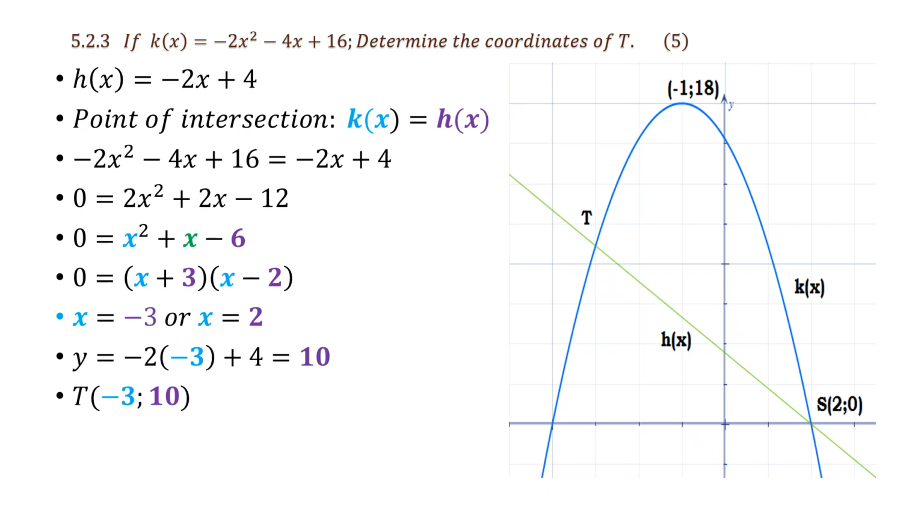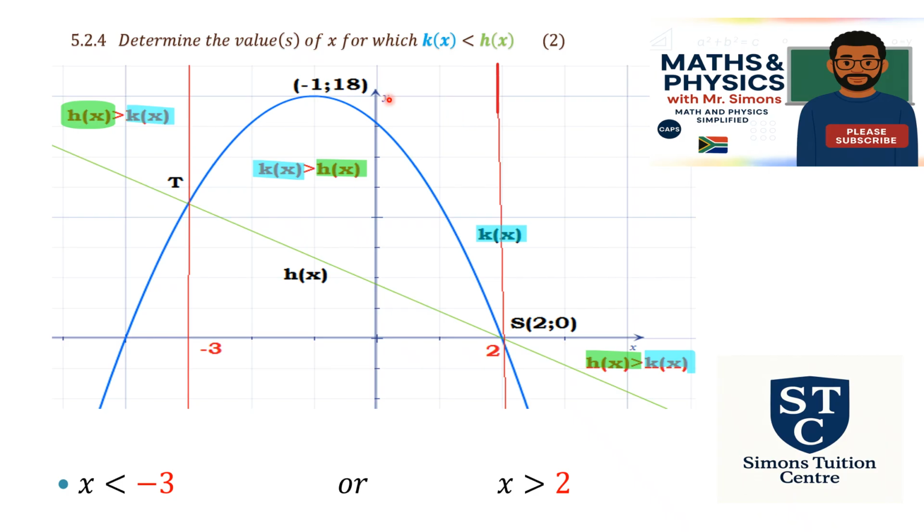Right, and let's go to the last question. Determine the values of x for which k of x is less than h of x. So we want to know where h of x is bigger than k of x. Now, because we have two graphs, we'll always be able to divide it into three parts. So you see here at T, there's a point of intersection. So I've drawn a line there, and I know the x value of T was minus 3. So that point is minus 3. Here at S, where the two graphs meet, it's the other point, 2.